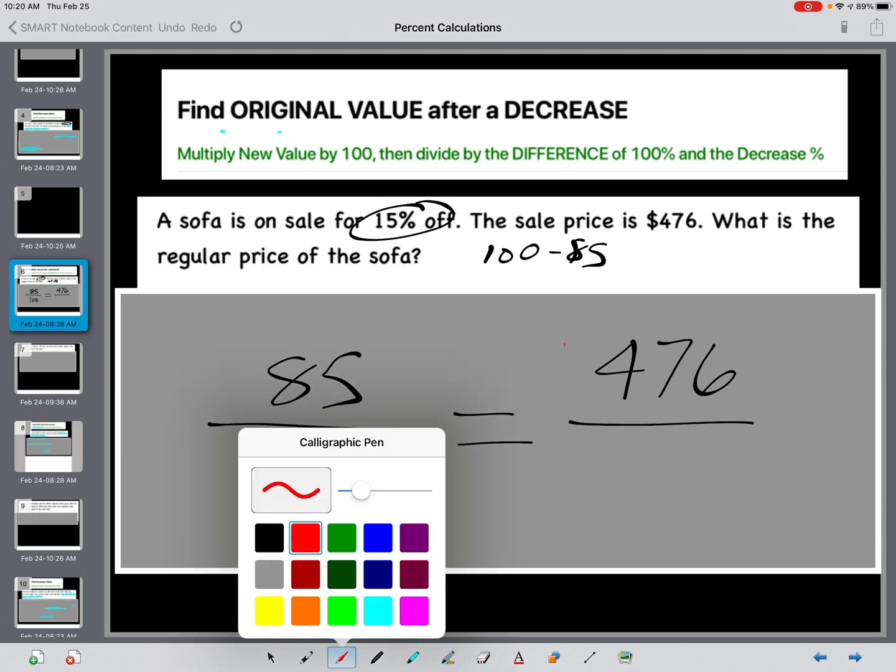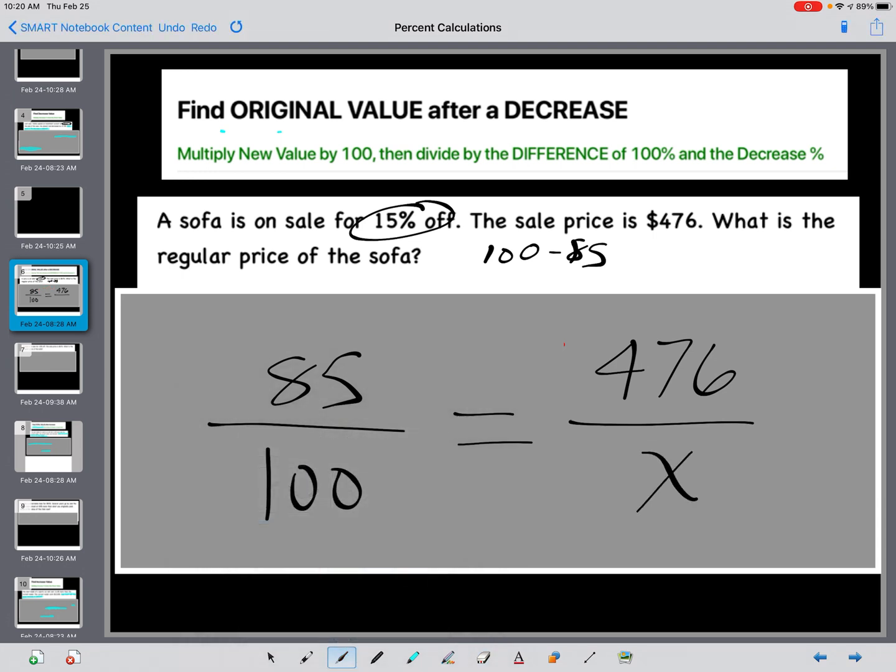And that's why we're able to mathematically set this up this way. And of course, the unknown is associated with 100%. And 100% is always going to be related to what the regular price is or the original value. So now, just go through the math here. 476 times 100 is 47,600, of course, and then divide by the remaining value of 85. That's going to give us the price that it used to be, $560, which makes sense. It should be more than what the sale price is, of course.